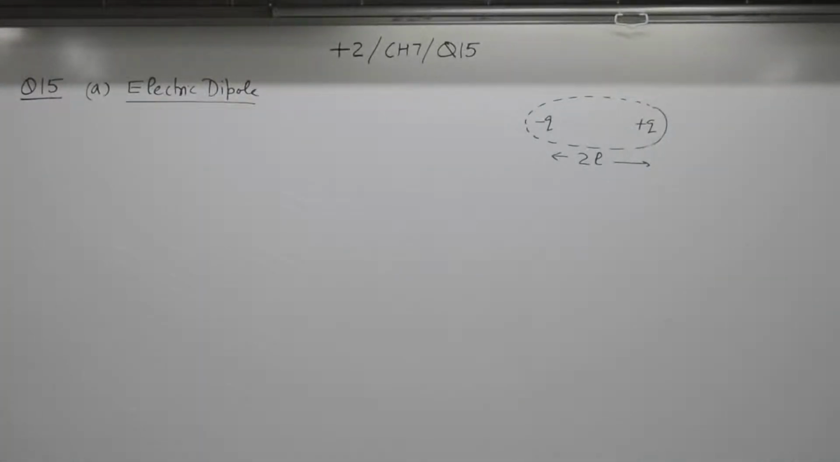Let us read. Electric dipole is a system of two equal and opposite charges separated by some distance. The distance between the charges is called the length of the dipole. Here 2L is the length of the dipole. This is one. B part.